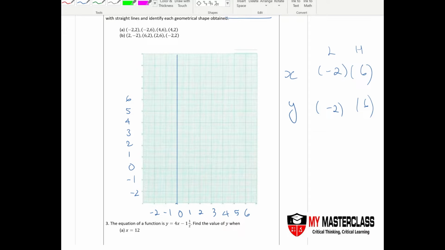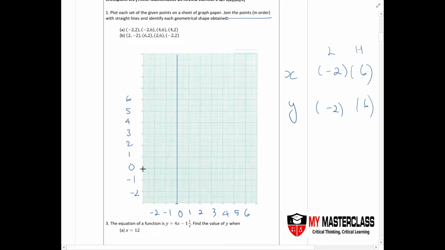Please learn how to draw axes in this way. Why? Because if you were to always fix your 0 in the middle of the graph, you might not be able to satisfy all the points. Once you're done, draw your axes, and please remember to label your axes, label 0 here. So let's look at part A.